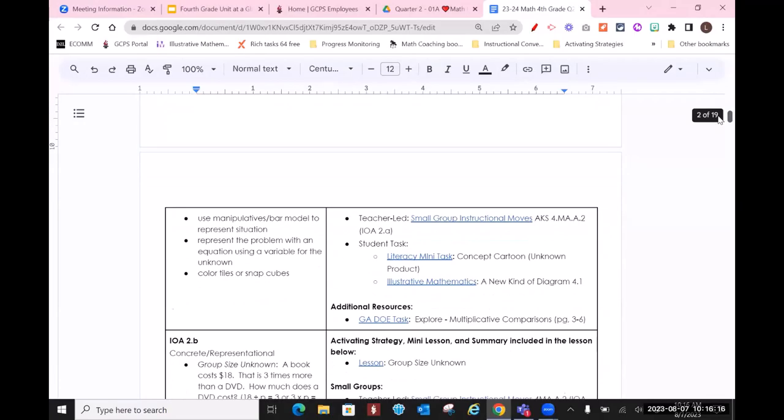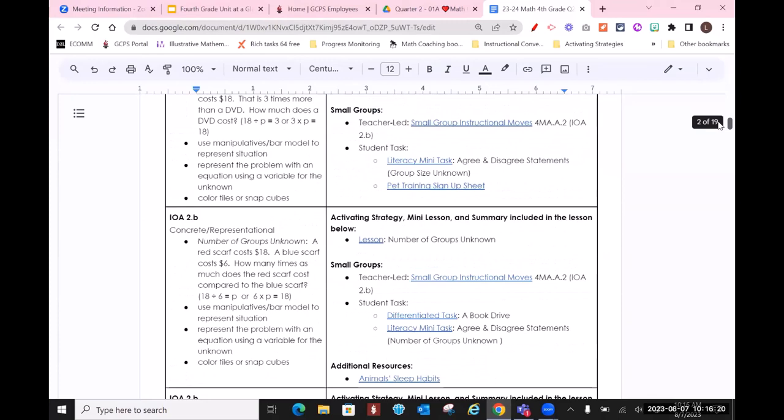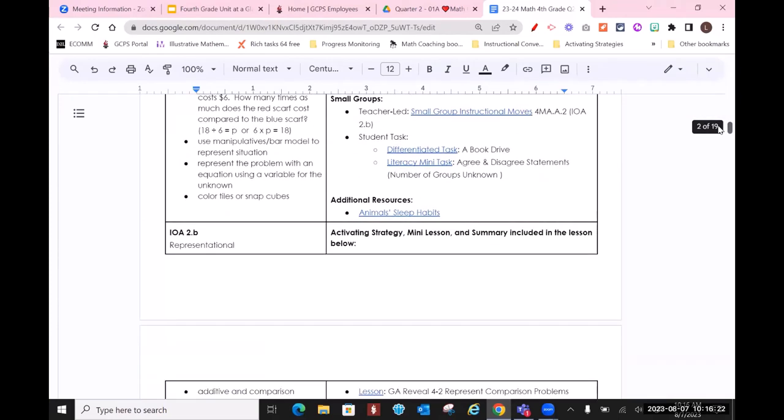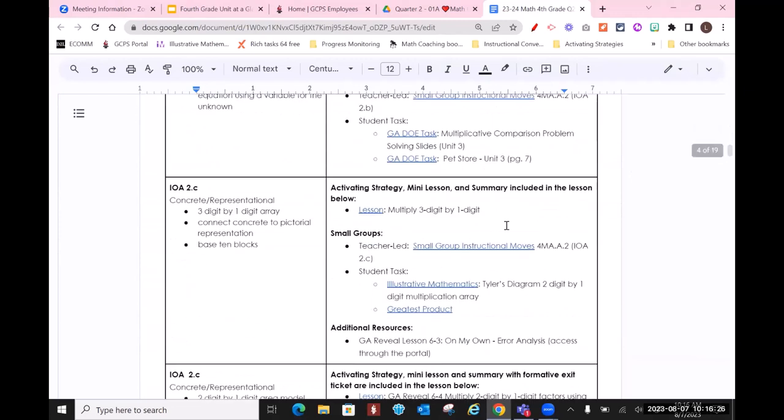All right, let's scroll down to the next IOA for Unit 3. So again, you had 6 days of IOA 2B. So we're going to scroll through there, and you're going to see the next IOA on the pacing guide is IOA 2C. The suggested pacing for IOA 2C is 7 days. And on the last day, we have clustered 2E to include multi-step situations involving multiplication.